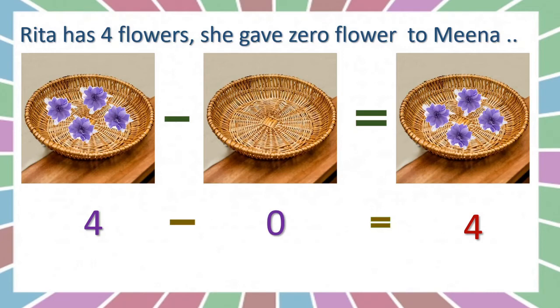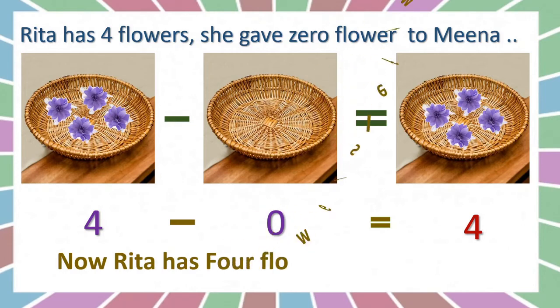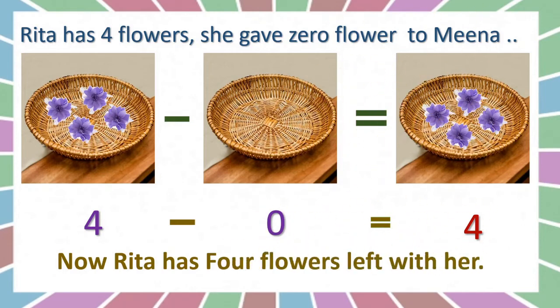Okay? Bamboo plate. Right? Okay. Same thing we will write. Now Rita has 4 flowers left with her. Got this, children? Now we have moved to the subtraction process or subtraction method. 4 minus 0, we got 4.